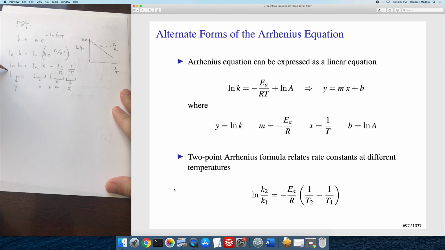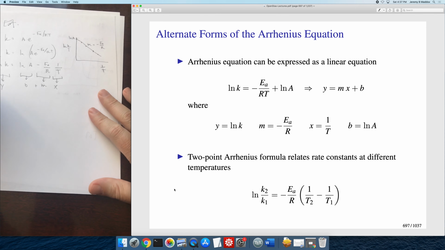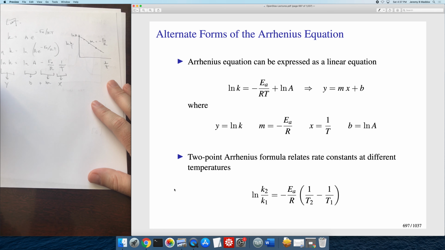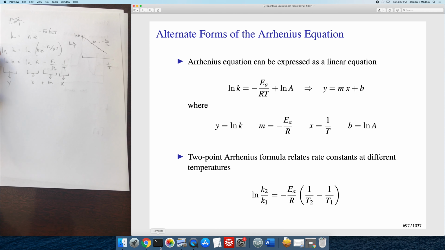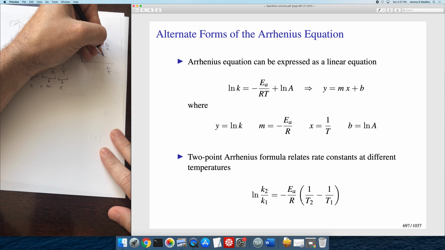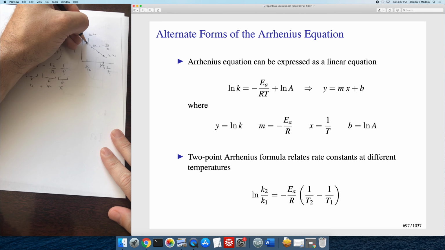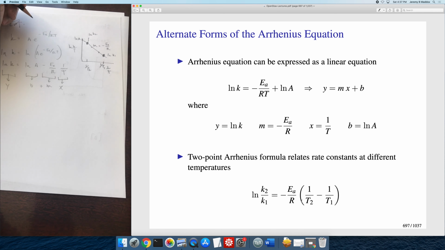Now, any 2 points on this line satisfy the linear equation, of course, and so what you get next is what I call the two-point Arrhenius formula, which is right here. Let's call this point the natural log of k2, this will be the natural log of k1, this will be 1 over T1, this will be 1 over T2. These 2 points are connected by a line, and that's what I call the two-point Arrhenius equation.